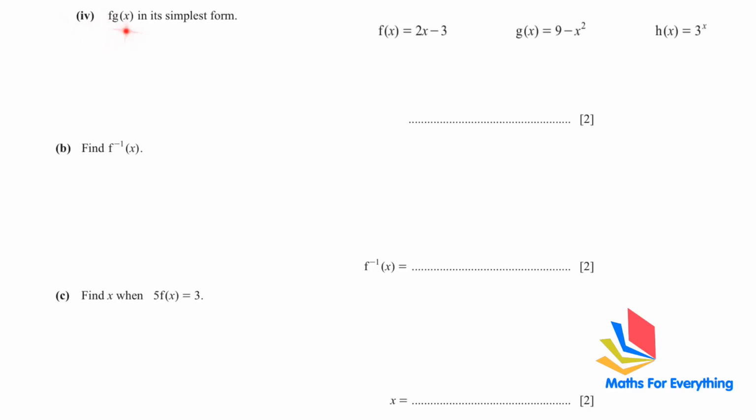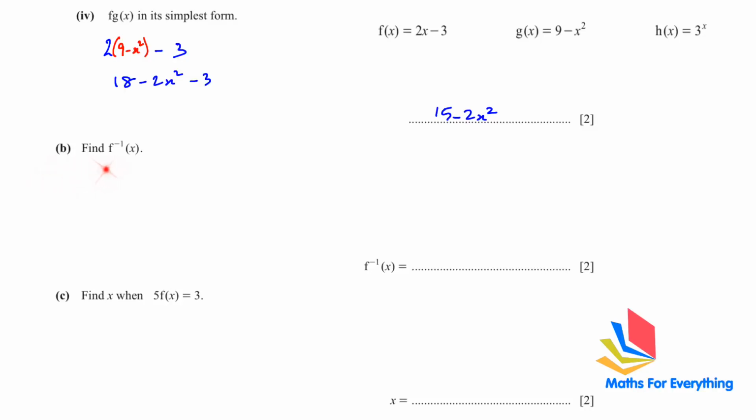Then f of g of x. So g, which is inside, will substitute in place of x in f. f of x is 2x minus 3, right? So in place of x, we are going to substitute g, which is 9 minus x squared. And we expand the bracket, we'll get 18 minus 2x squared minus 3, which will give us 15 minus 2x squared.